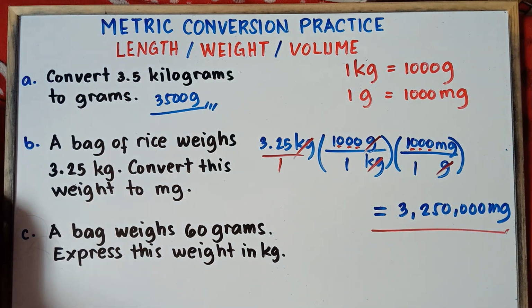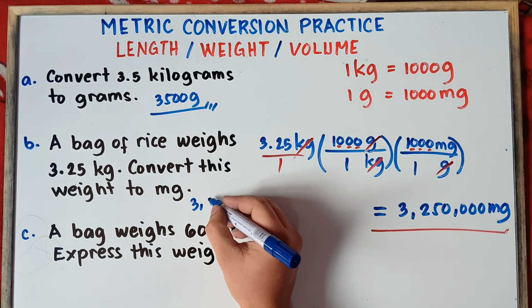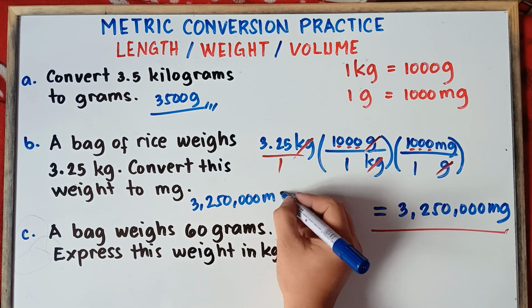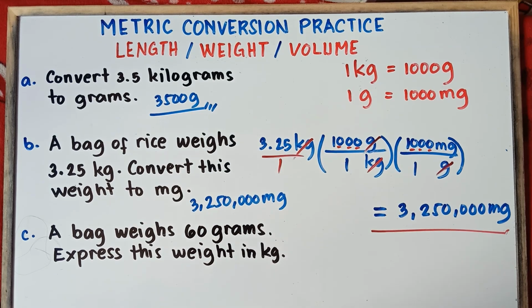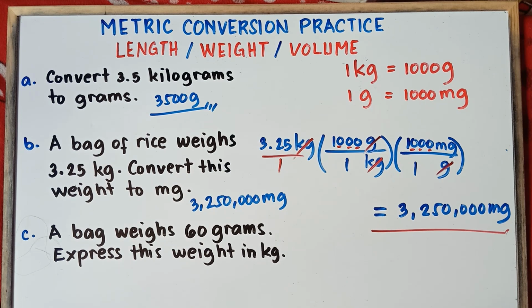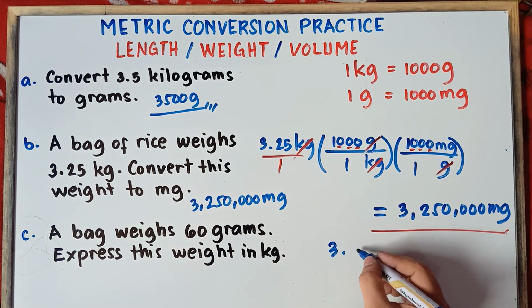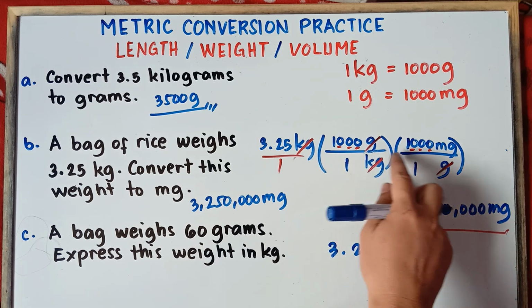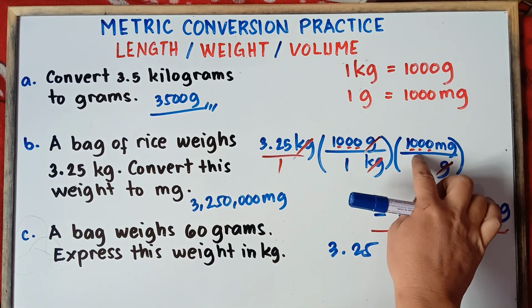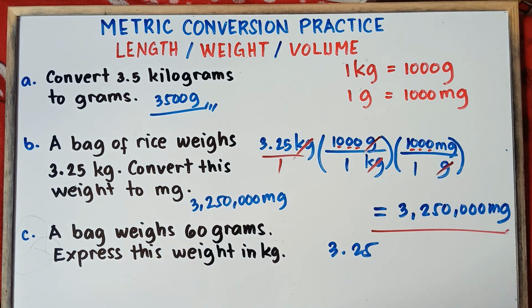So our answer would be 3,250,000 milligrams. Once again, class, you can just simply move the decimal point, especially if the teacher will not allow you to use your calculator. So 3.25, count the number of zeros. We have 6 zeros. So 1,000, 3 zeros, and then another 1,000, 3 zeros. That would be 6 zeros.